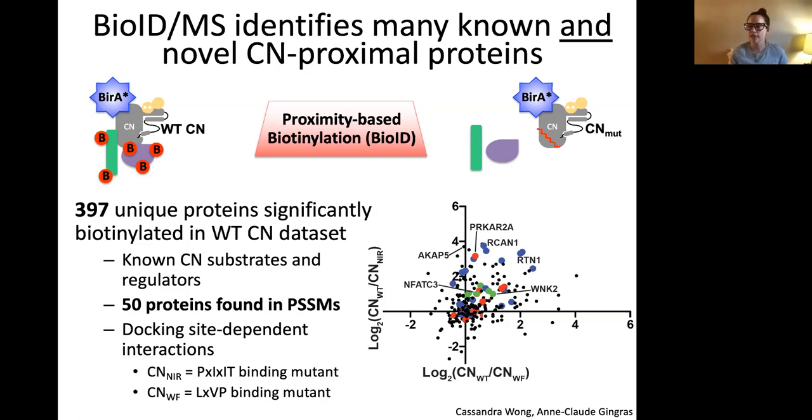In another little vignette that I don't have time to share today, through our BioID analyses, we also identified a large number of highly biotinylated PxIxIT dependent proteins at the centrosome, a site where calcineurin localization or function has never been attributed. So we have a graduate student in the lab who's currently working to understand the potential role for calcineurin at this important structure.